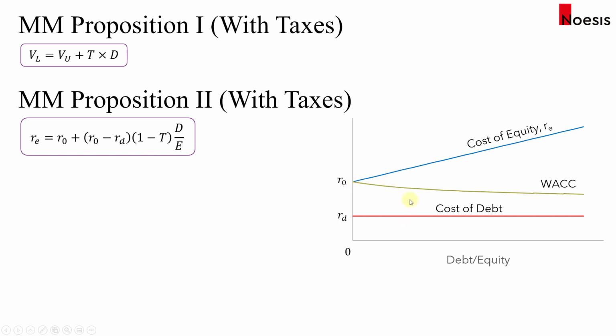Now, the weighted average of these two costs will then lead to a declining weighted average cost of capital. Okay, because the interest from debt is tax deductible.